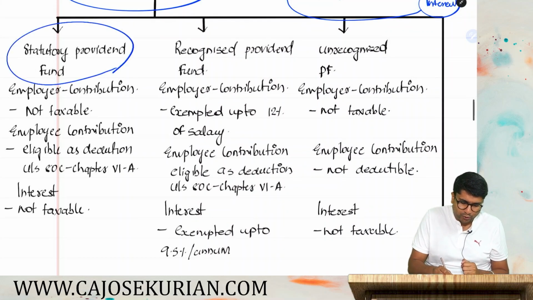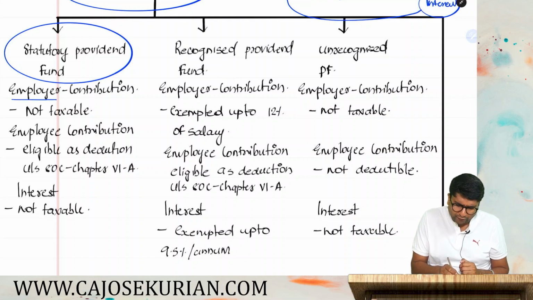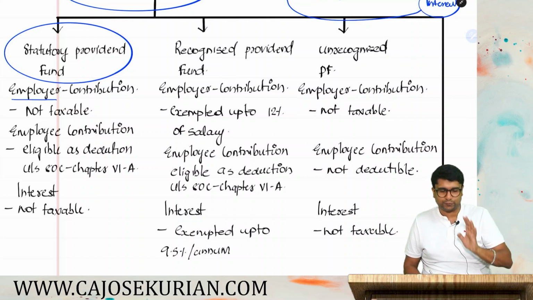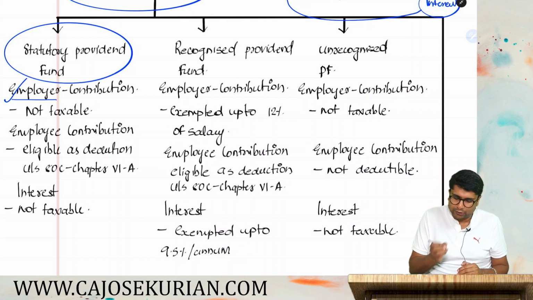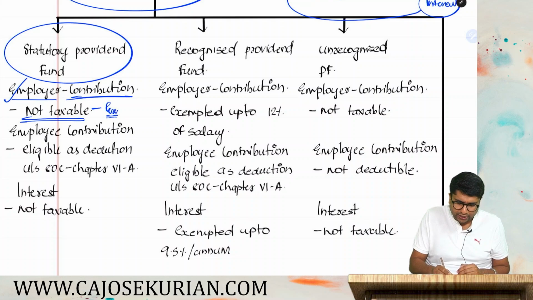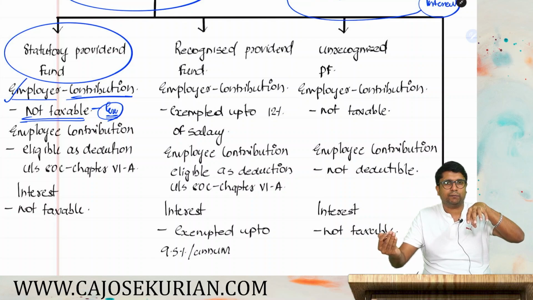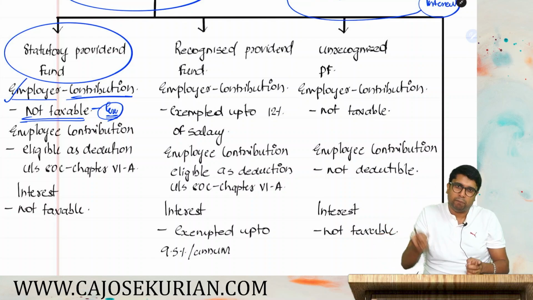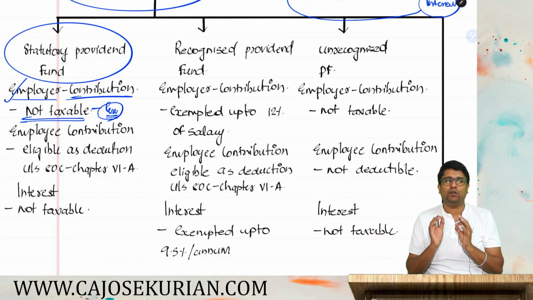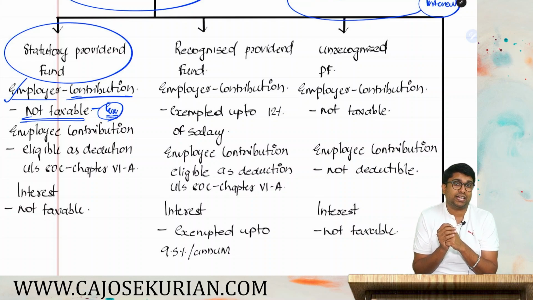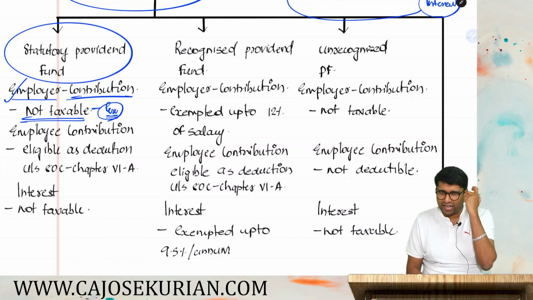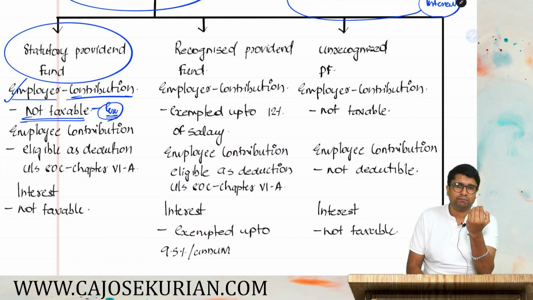So the first one is the statutory provident fund. Employer will contribute and employee will contribute and you will get interest as well. When the employer contributes something to a statutory provident fund, the employer contribution is not taxable. It is fully exempted. The employer is contributing to the statutory provident fund for the benefit of the employee, but nothing shall be taxable in the hands of the employee. That is another advantage that can be enjoyed by the employee. So if your employer is contributing something to a statutory provident fund for your benefit, you are not supposed to pay any taxes for that respective contribution.